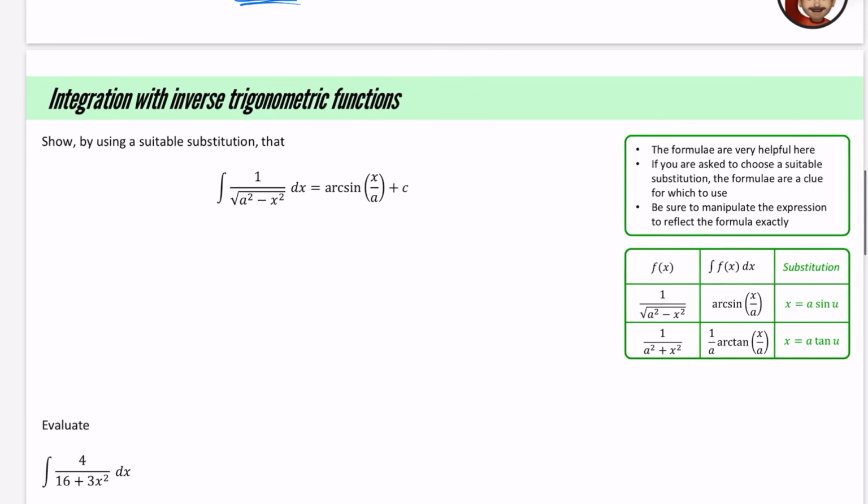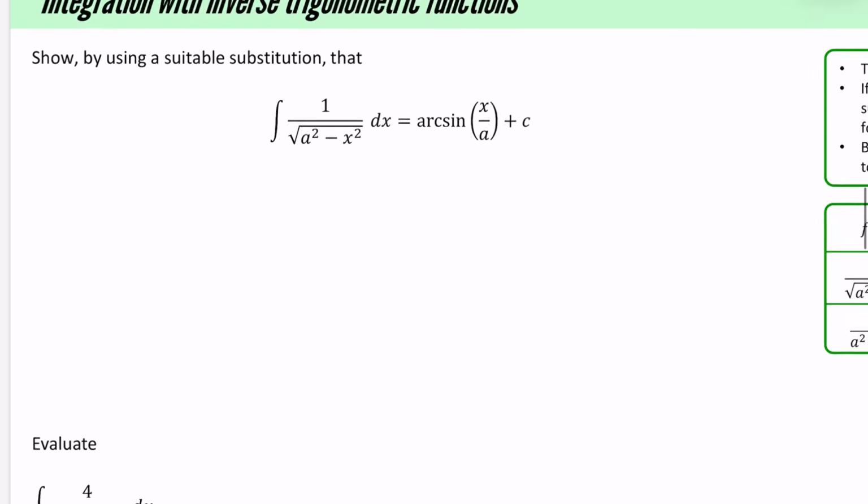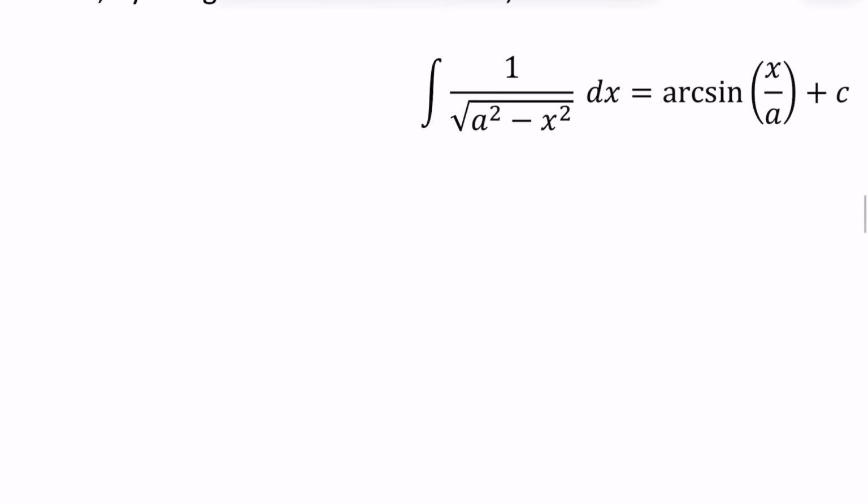So for the first one, we are actually going to prove that this formula is true, that this thing integrates to this thing plus c. And the clue is the substitution. It'll always be a version of this thing. It'll be the a sine u in this case. So we are going to start off with our substitution. We are going to say, let x be equal to a sine u.